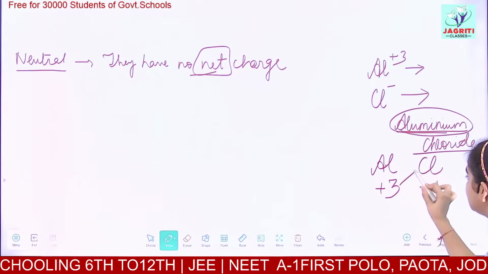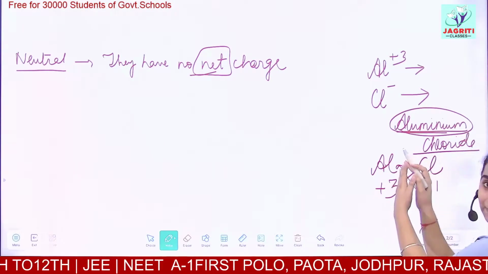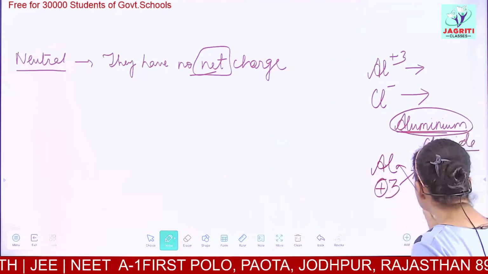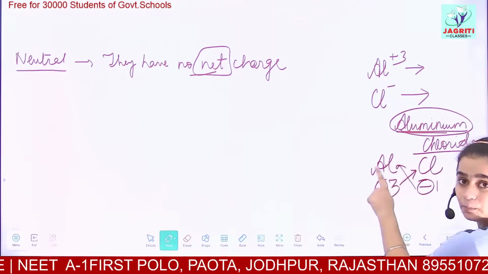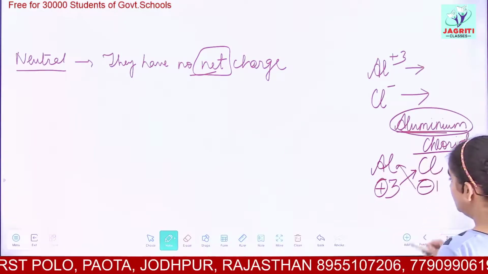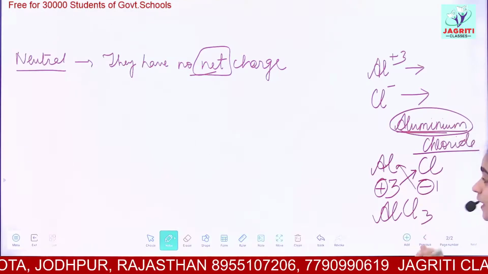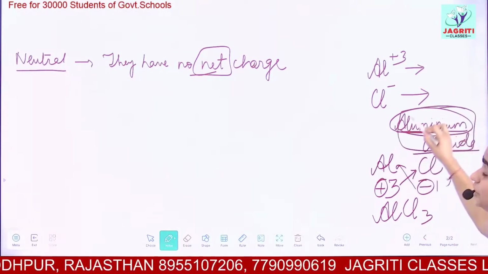Then you cross multiply the charges. When you cross multiply, you don't have to put the signs. You just have to multiply the number. That is, Al gets 1 and Cl gets 3. So what we get as the formula is AlCl3. This would be the formula for aluminium chloride.